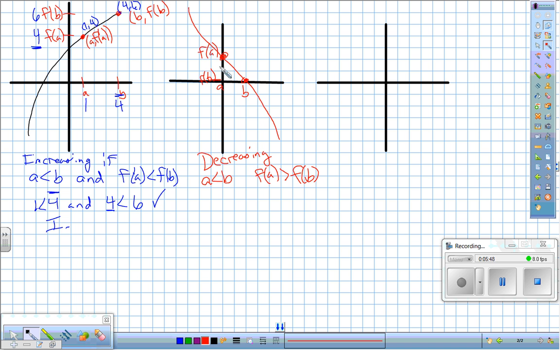Okay, so A is 0. My B point is 2. I need to stop using all the same points. Okay, so that would be, because this point is (0, 2), and this point is (2, 0). And then 2 is greater than 0, so that means it's decreasing.